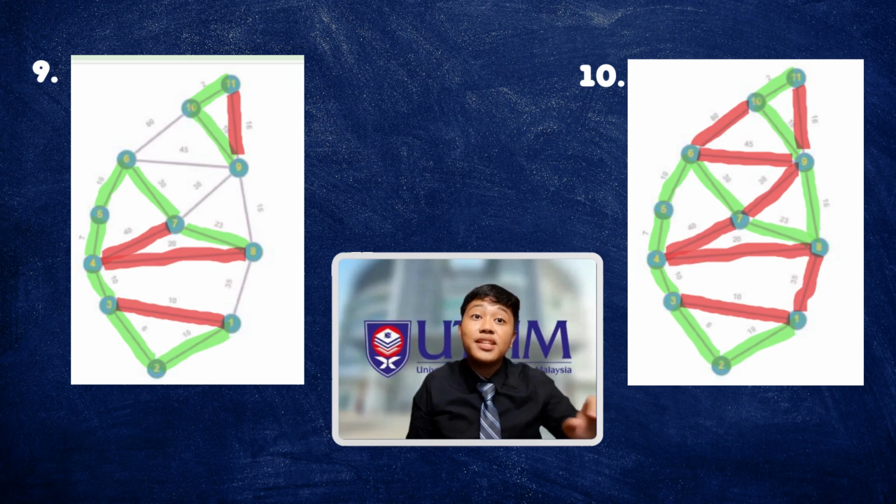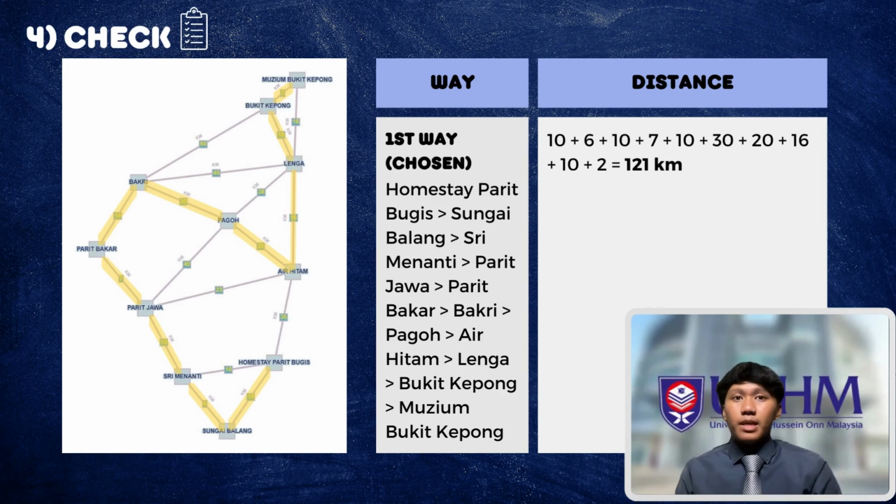Finally, the process finished with the edge at vertex 8 and 9 with the length of 16, and the shortest path in this graph is found. The last step is the checking process. Based on what Irfan explained just now, let's check together if the solution that Irfan made is true or not.